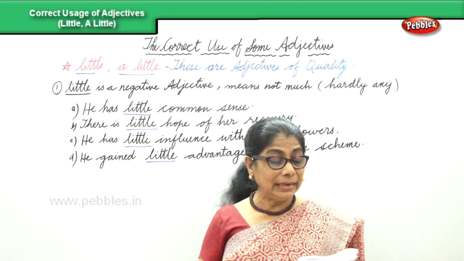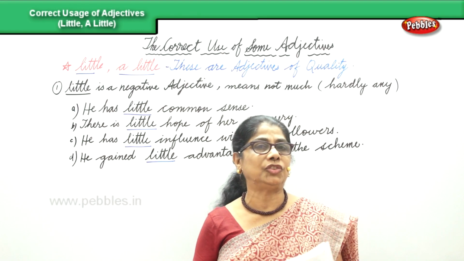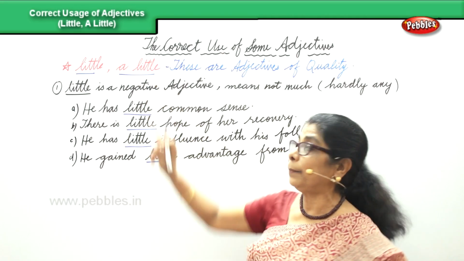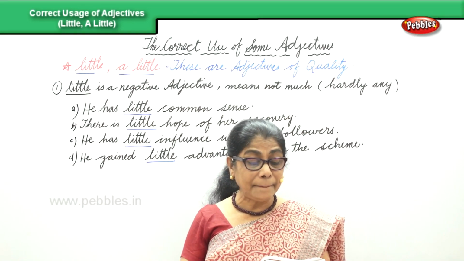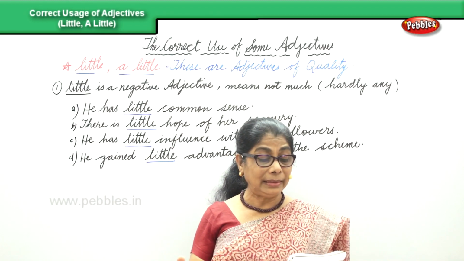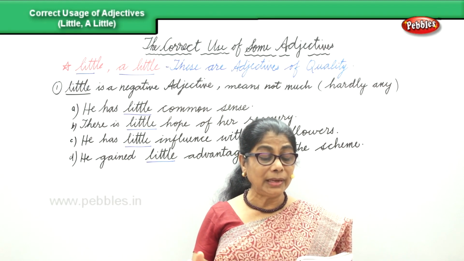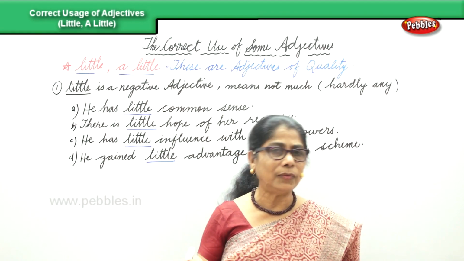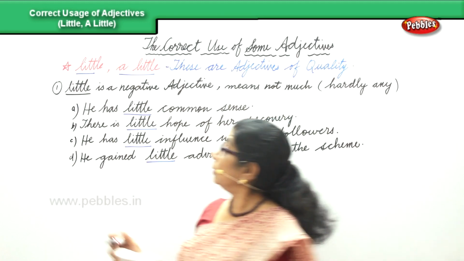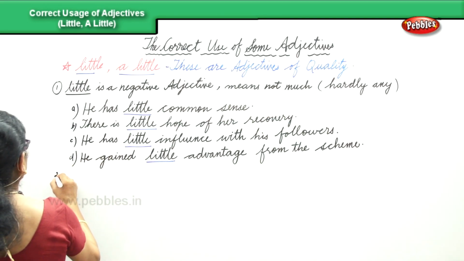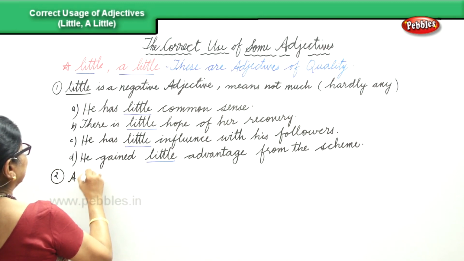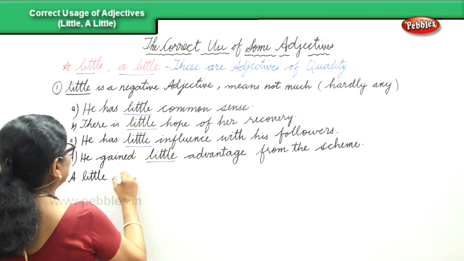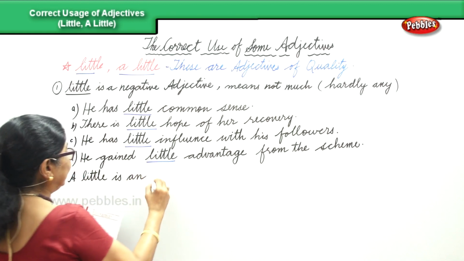Now, let's look at a little. What does it mean? A little is an affirmative adjective. So we are taking the second one, a little. It's an affirmative adjective and means some at least. Some at least. So certain quality, however little. Even if nothing, however a little. So the second one, that is a little. When you say a little, it is an affirmative.